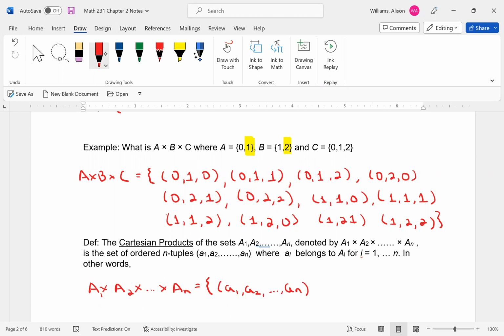So little a sub 1 goes with capital A sub 1, right? This a sub 1 is getting paired with this one, and this a sub 2 is getting paired with this one, and so forth. The way we say that generalized is we use the i. So a sub i is paired up with capital A sub i, where i starts at 1, 2, and goes all the way to n. Yikes. That's how we list the Cartesian product in general notation. Very big mouthful.